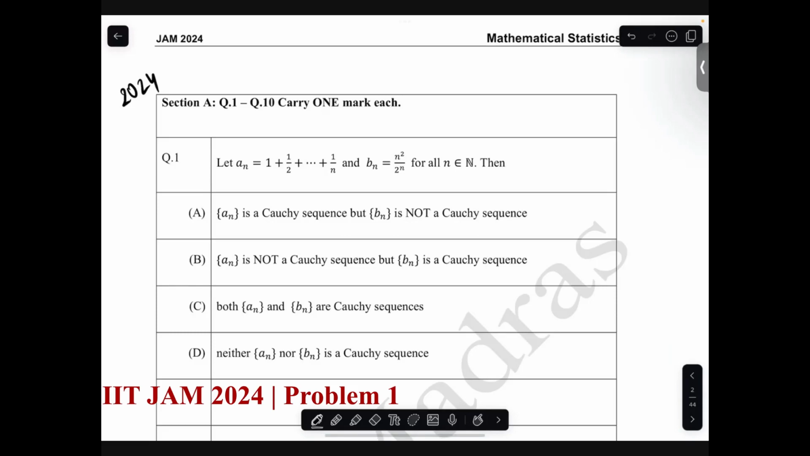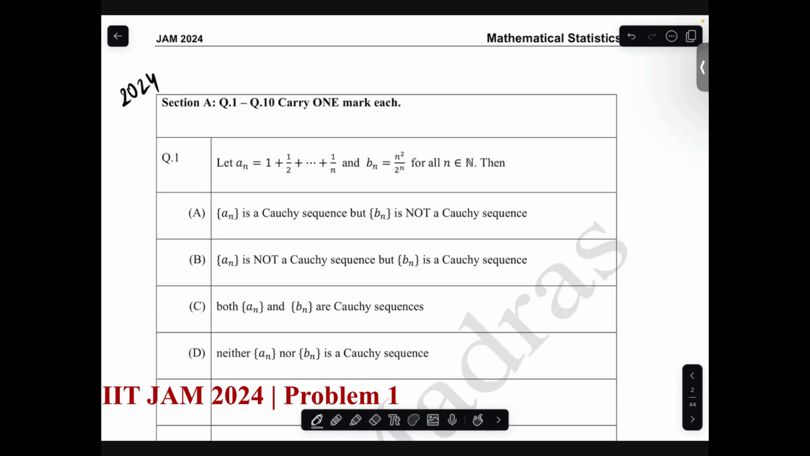If a_n is a sequence, this is also called a harmonic sequence. 1 plus half plus dot dot dot 1 by n, and b_n is another sequence which is similar to, if instead of n squared it was n, then it would have been an AGP sequence, arithmetic geometric progression sequence, but here it's n square. But it's very mathematically understandable.